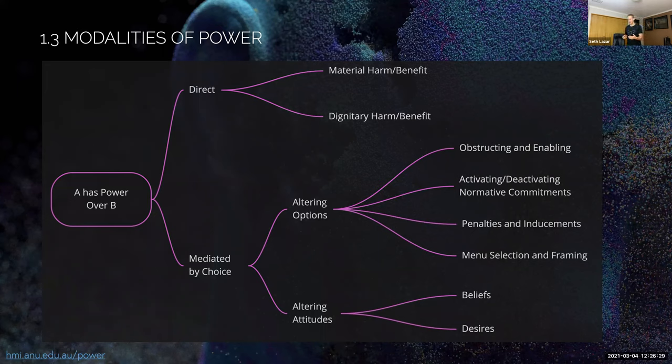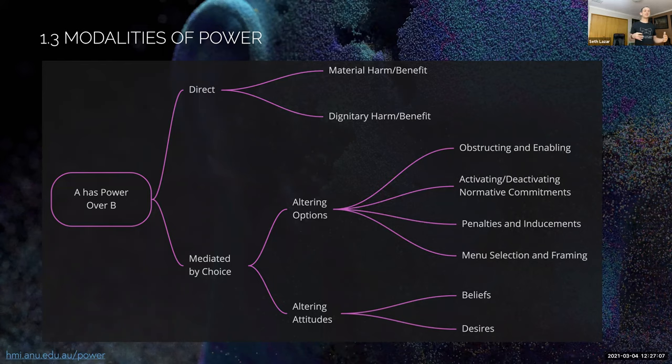It's the sense when you do a Google search that generates racist results. There are downstream material harms to that, but there's also just a direct dignitary, representative harm that occurs with things like racism and with other forms of disrespect. So I wanted to draw that distinction among the direct harms and benefits, and then look at the indirect ones, the ones mediated by choice. And there are two ways you can go here: the altering options direction and the altering attitudes direction. So let's start with altering options.